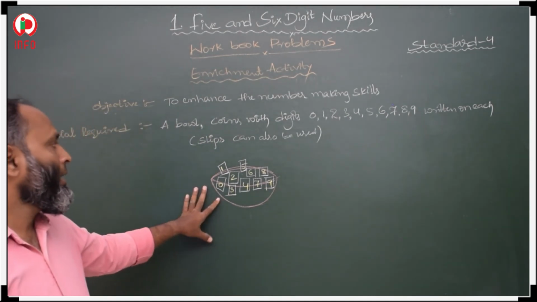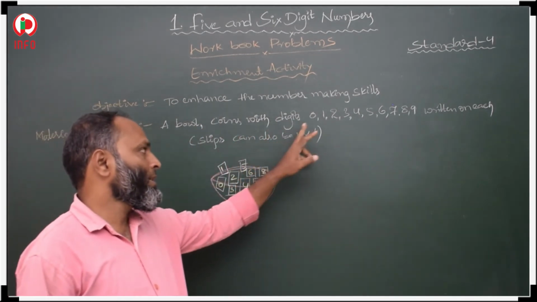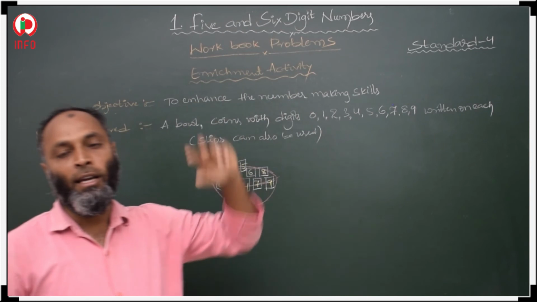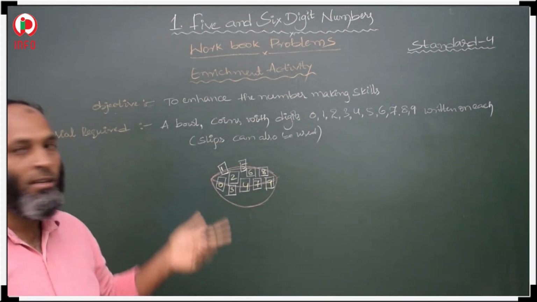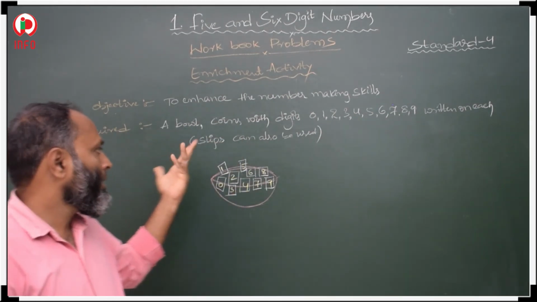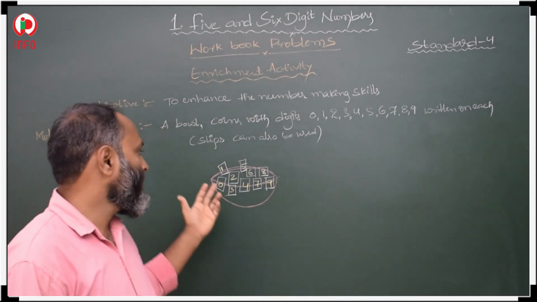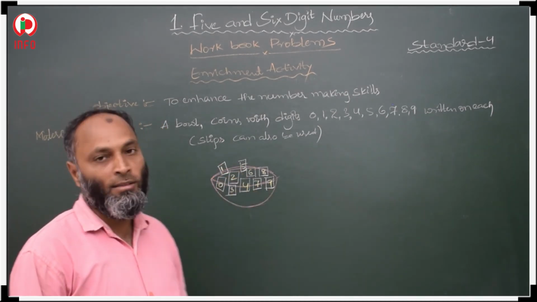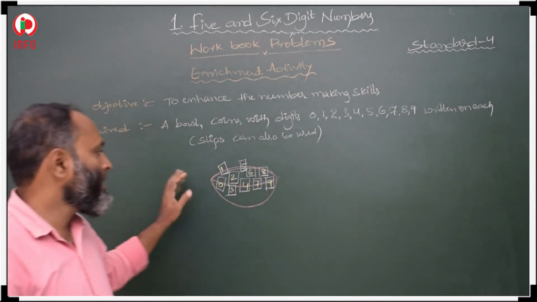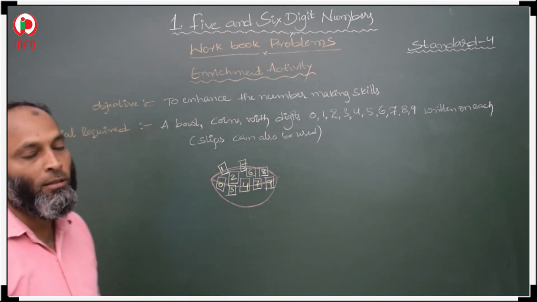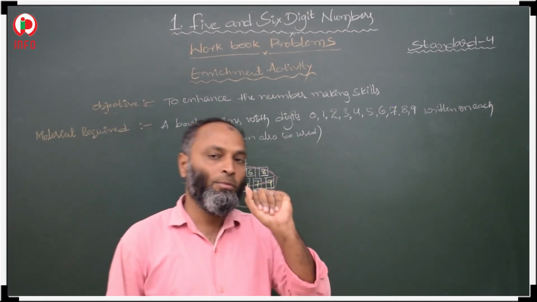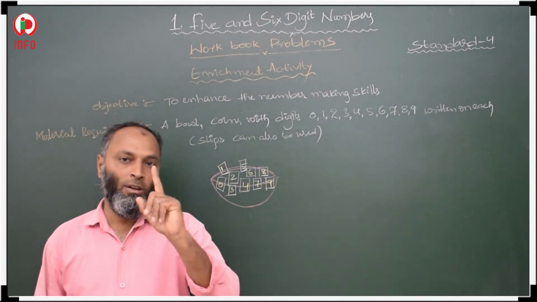A ball and coins with digits 0, 1, 2, 3, 4, 5, 6, 7, 8 and 9. Or otherwise you can prepare slips also. On the slips you can write 0, 1, 2, 3, 4, 5, 6, 7, 8, 9. So, these slips are in the ball, and you have to divide your class into 5 groups. How many groups? 5 groups. First you select one of the groups.